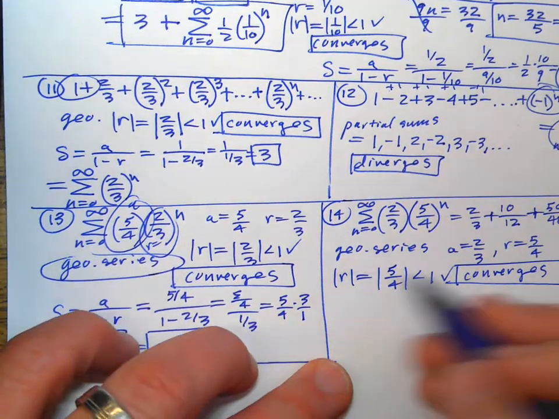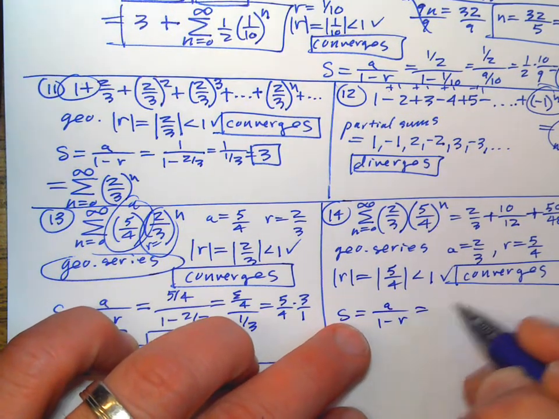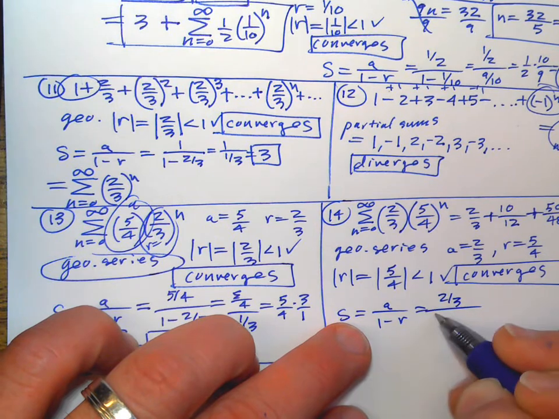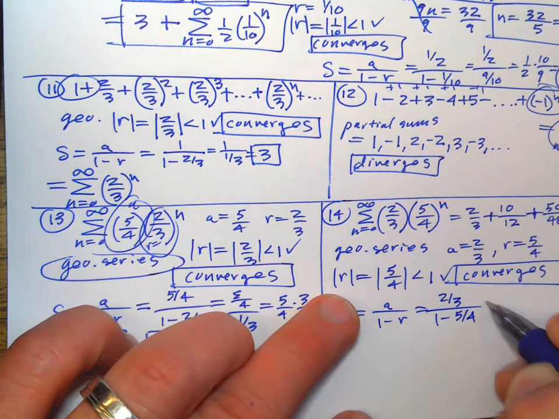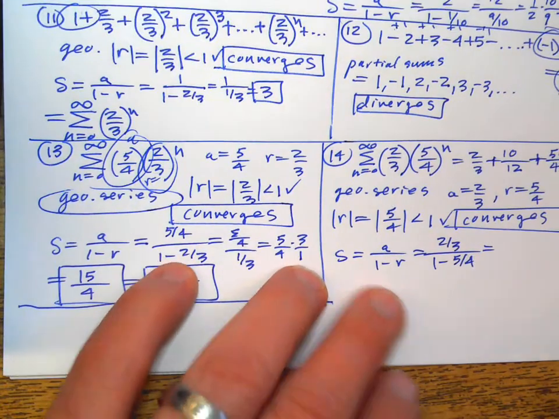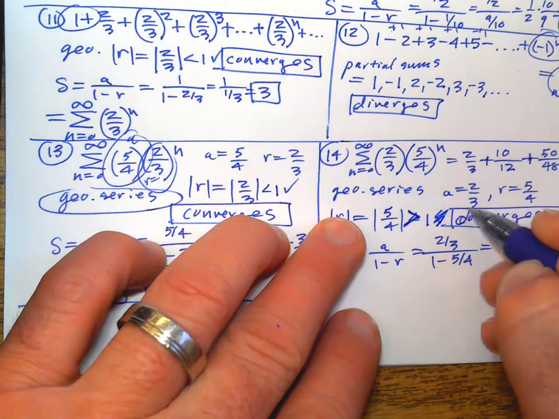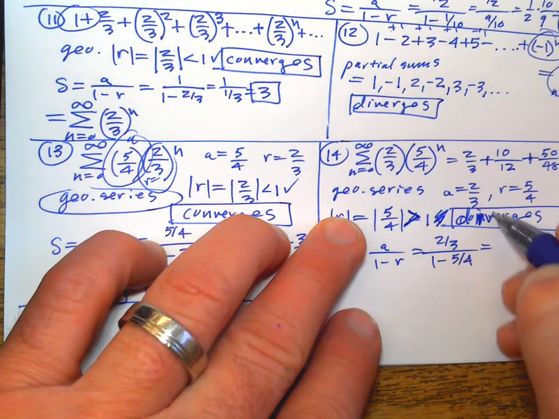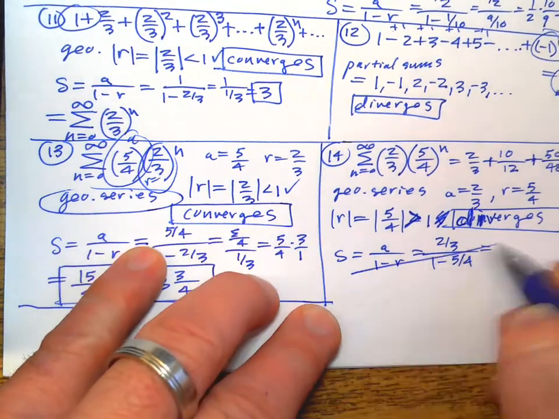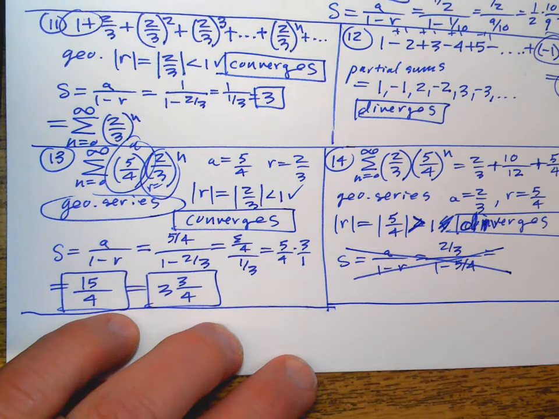I need that. The sum is A over 1 minus R, which is 2/3 over 1 minus 5/4, is, oh shoot, hold on, no. This is bigger than 1, so it diverges. And we're done. Don't even use this formula. It diverges. I was just kind of mindlessly going through it. Okay.